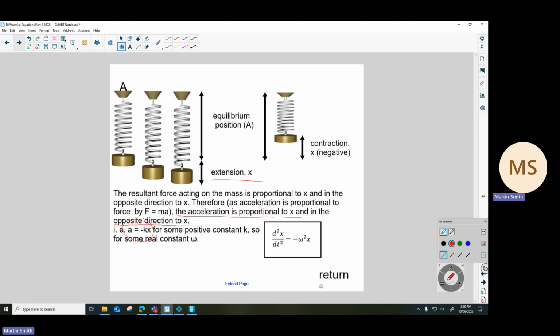Now, this is normally written as a differential equation in the following way. The acceleration is d2x by dt squared. k is a positive constant, so minus k is negative. It is convenient to write this as minus omega squared x; that's not a w there, that's an omega. So simple harmonic motion will lead to a differential equation of this type.